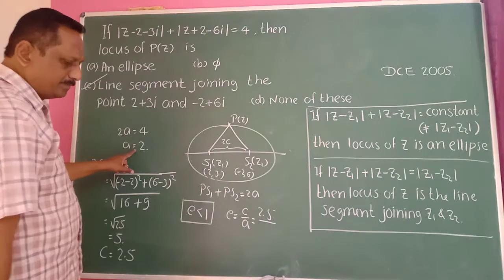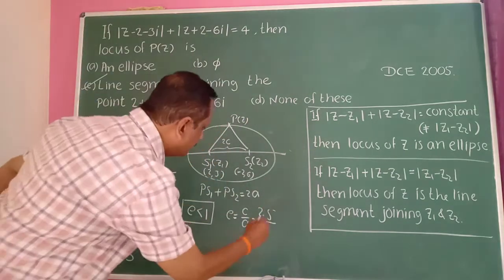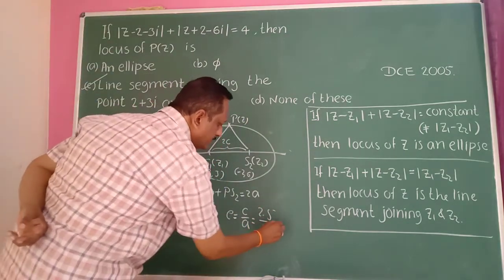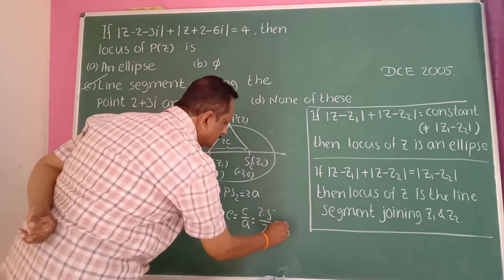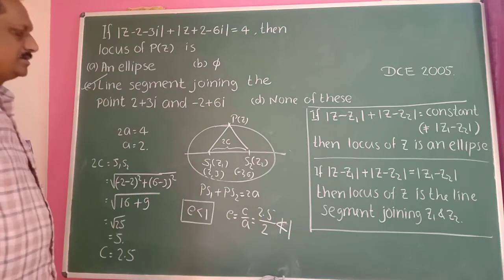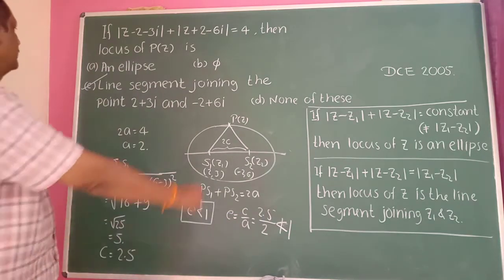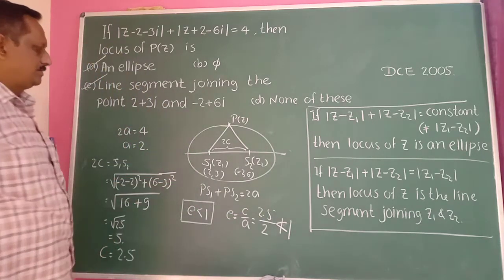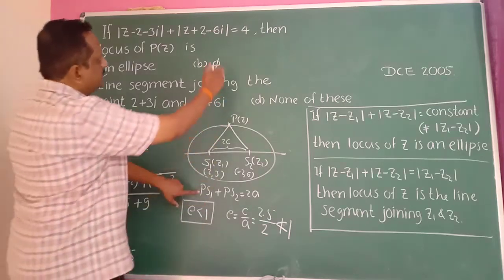A value is plus 2 here. Then obviously this is not less than 1. Obviously the ratio is not less than 1. Therefore this is not an ellipse here. Just compare this with this here.